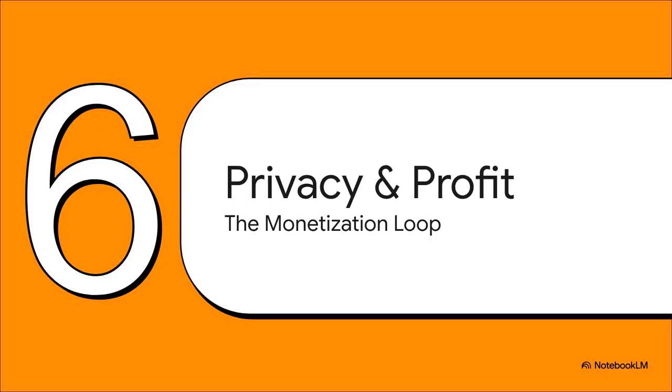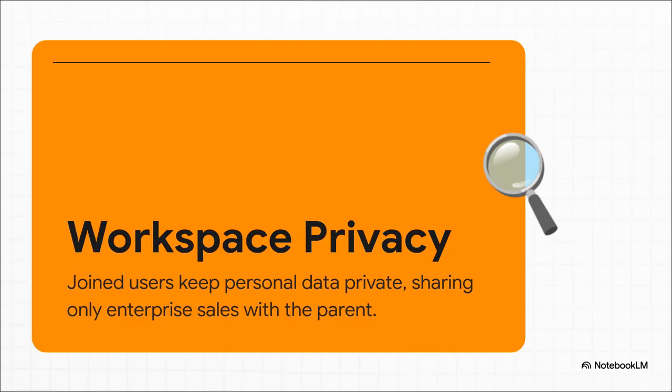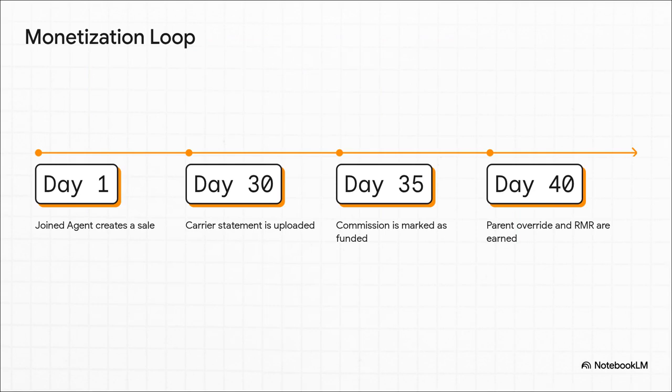Section 6. Privacy, Production, and Profit. Finally, let's zoom out a bit. This right here defines the absolute genius of the joined agent model. We all know the biggest objection independent agents have to joining a larger hierarchy is that fear of losing their data or exposing their private book of business. Well, with workspace privacy, you can confidently promise your recruits that their independent data, their private leads, and their personal workspace remains safely theirs. The system only rolls up visibility for the sales specifically written under your enterprise contract. It's a total win-win.